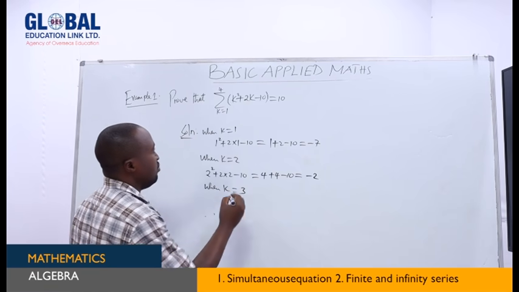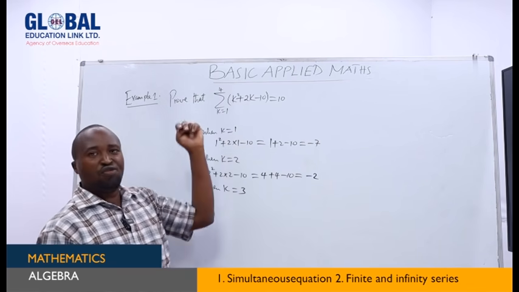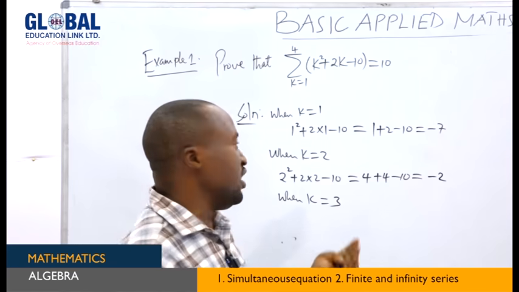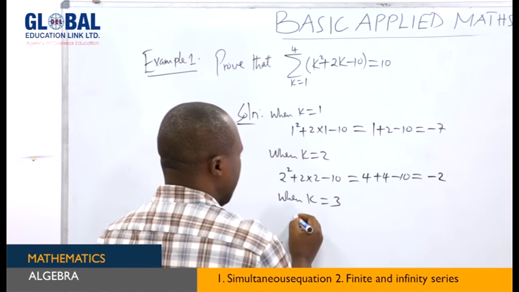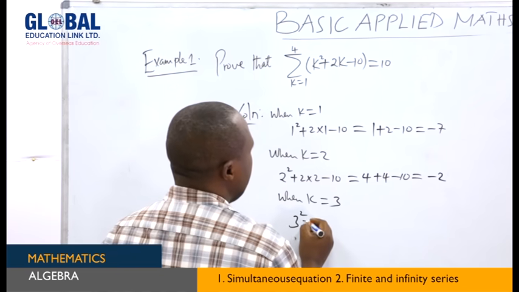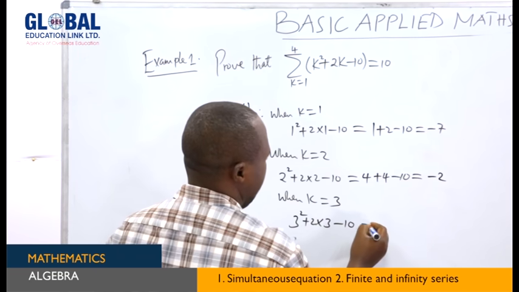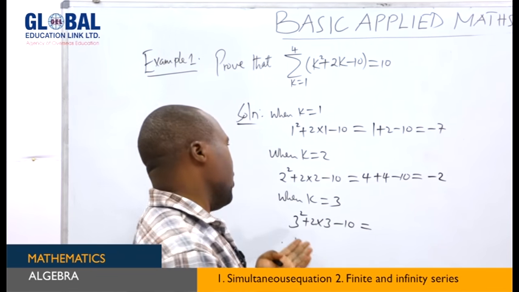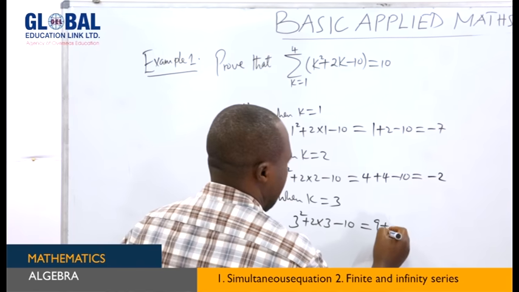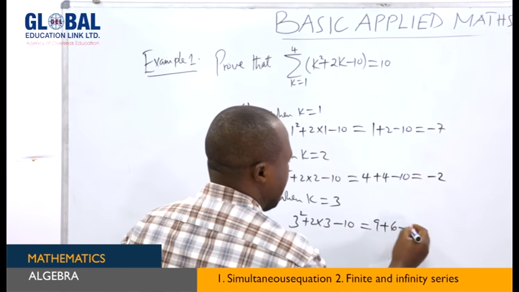But again, we proceed with when k is equal to 3, because we go up to 4 when k is equal to 4. So when k is equal to 3, so again we're going to have 3 squared plus 2 times 3, then minus 10, which is equal to, here we have, that is 9 plus 6 minus 10.